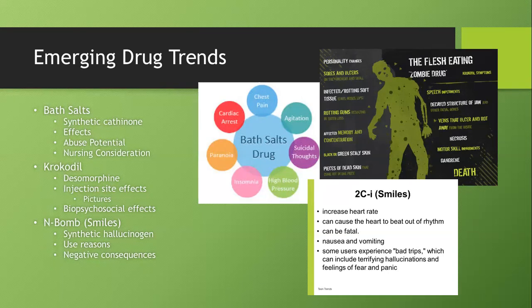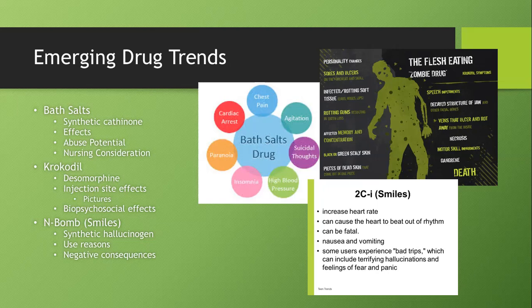It's similar to methamphetamines and MDMA, so it causes euphoria, increased social ability, increased sex drive, paranoia, agitation, hallucinations, delirium, cardiac arrest, high blood pressure, insomnia, chest pain, and it can increase risk of assault and suicide. It is highly abusive and is common among college students.